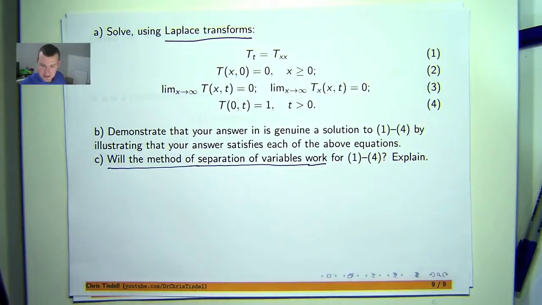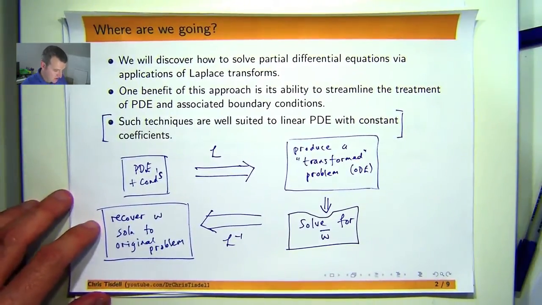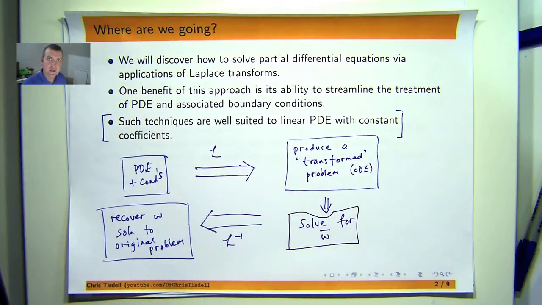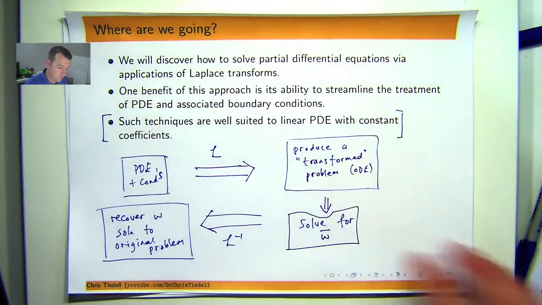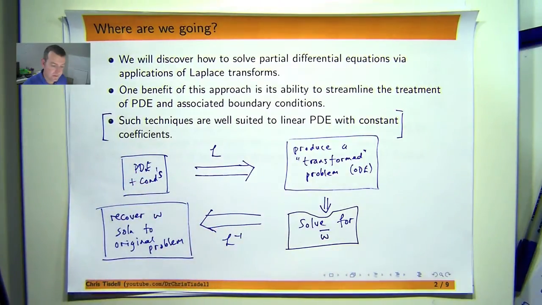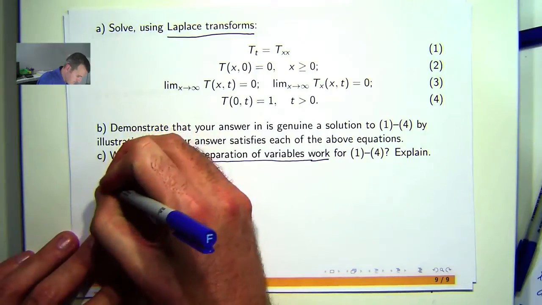Now, just to refresh your memory on the algorithm, if you like, for solving these kinds of problems, you start with a PDE, you transform the problem to form an ODE, you solve the ODE to get the transform of the solution to the original problem, and then you use the inverse Laplace transform to transform everything back, so you recover the solution to the original problem. Okay, so they're the steps for solving part A. So let's get down to it.